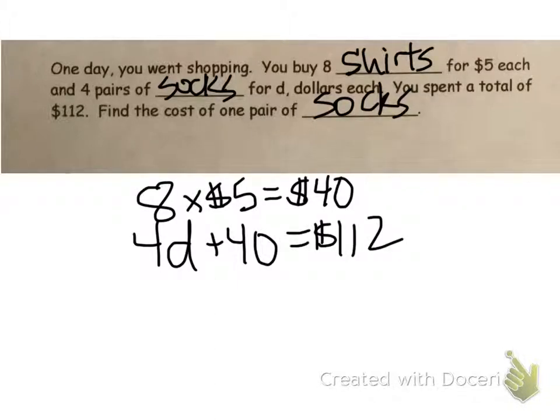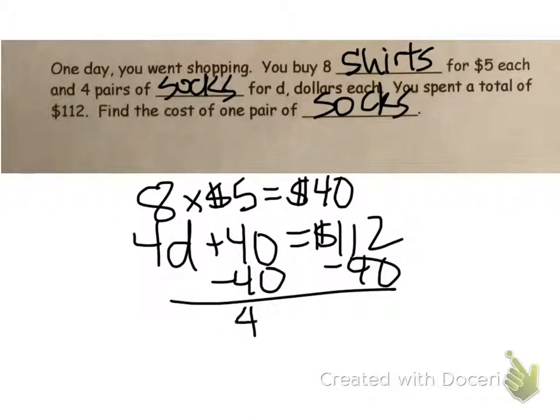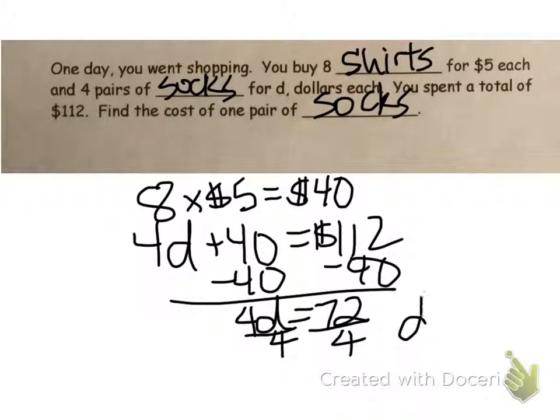Adding, subtracting inverse first, which gives us 4 of those pairs of socks are $72. Sounds a little expensive. Our final inverse operation is to divide, and we find that each pair of socks is $18.